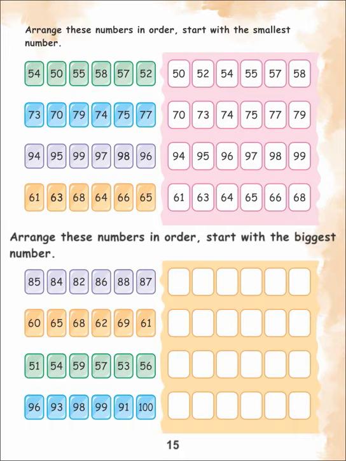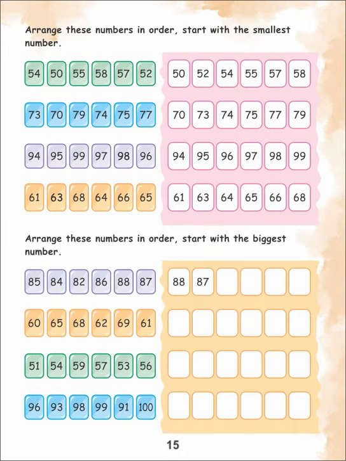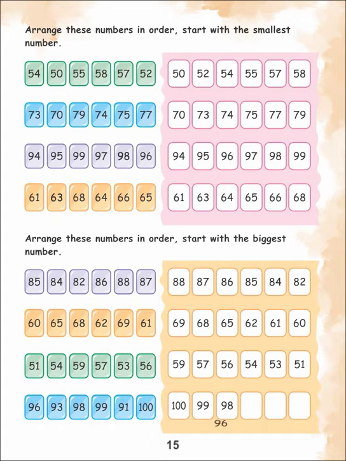Arrange these numbers in order. Start with the biggest number. 88, 87, 86, 85, 84, 82, 69, 68, 65, 62, 61, 60, 59, 57, 56, 54, 53, 51, 100, 99, 98, 96, 93, 91.